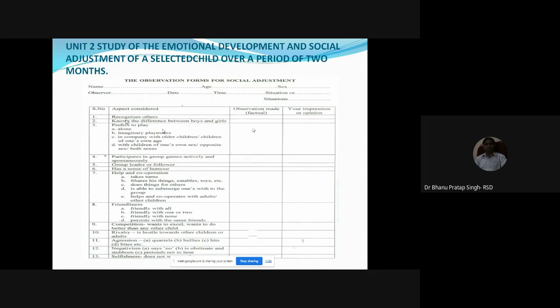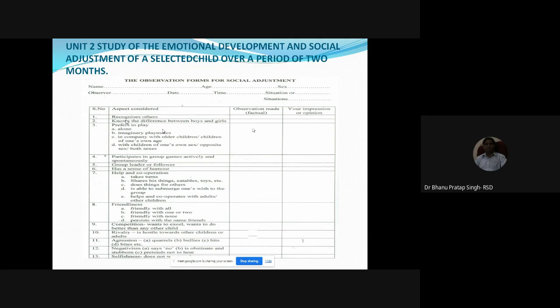It also has 5 parameters: take turns, share his things, eatables, toys, etc. Does things for others, is able to submerge one's wish to the group, helps and cooperates with adults or other children. Even friendliness is there, whether the child is friendly with all, friendly with one or only two, friendly with none, and persists with the same friend.